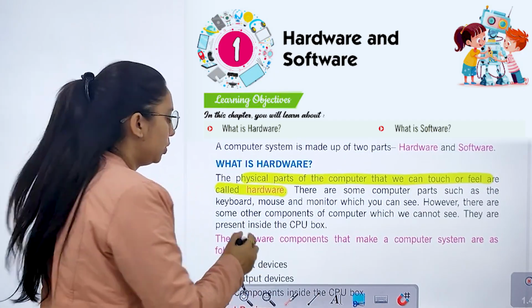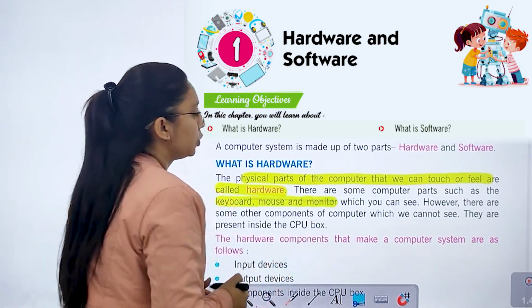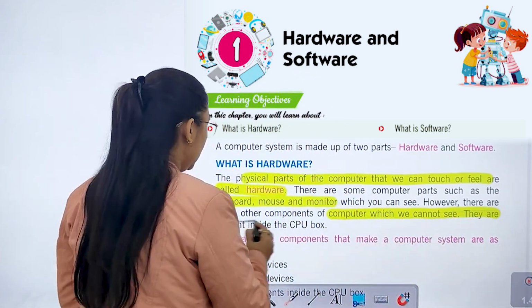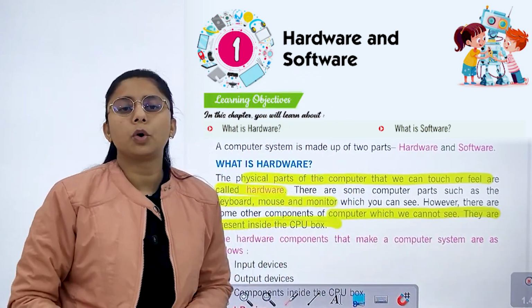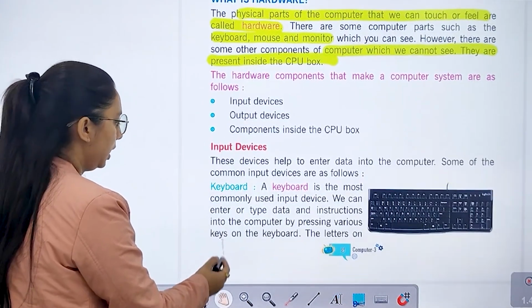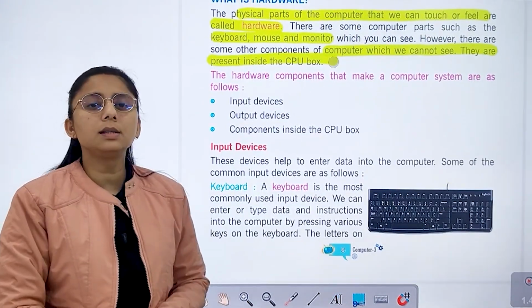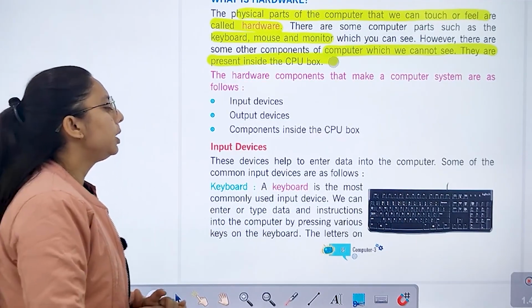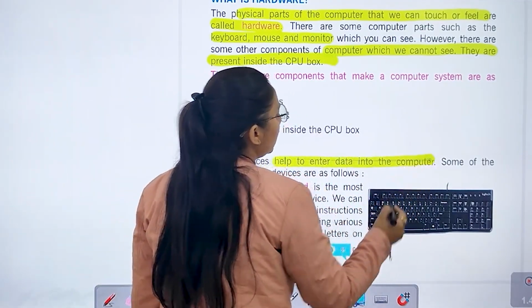Like we have keyboard, mouse and monitor, which you can see. And there are some other components of computer which we cannot see. They are present inside the CPU box. So the hardware components that make a computer system are input device, output device, and some components inside the CPU box. So let's say the input device helps to enter data into the computer.